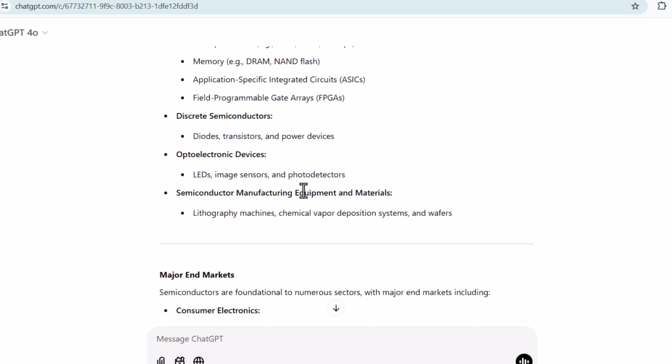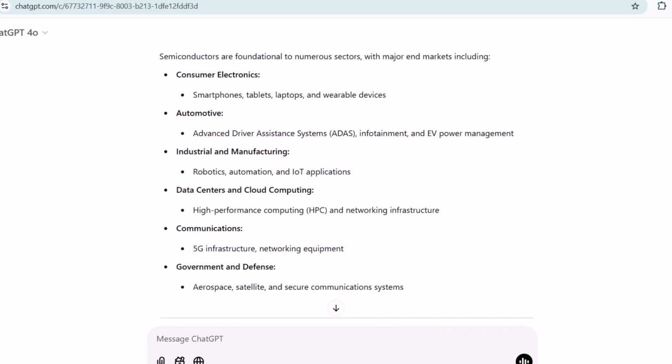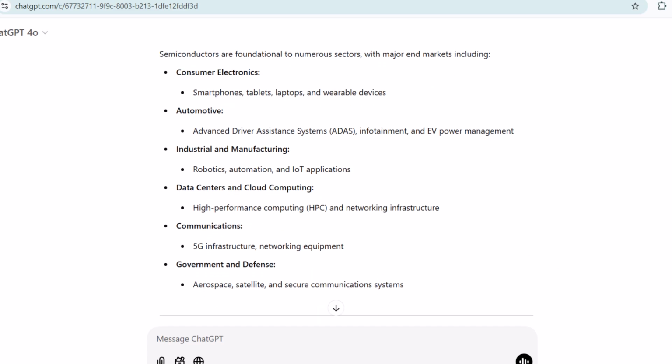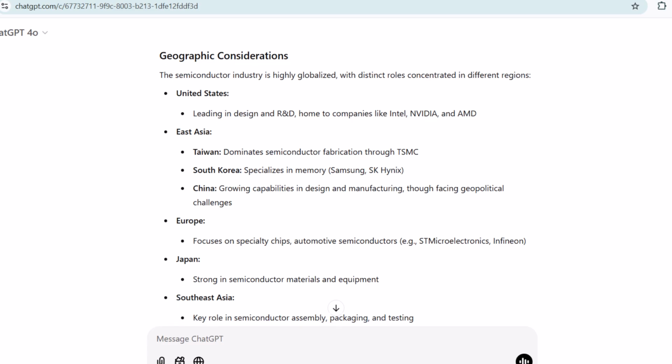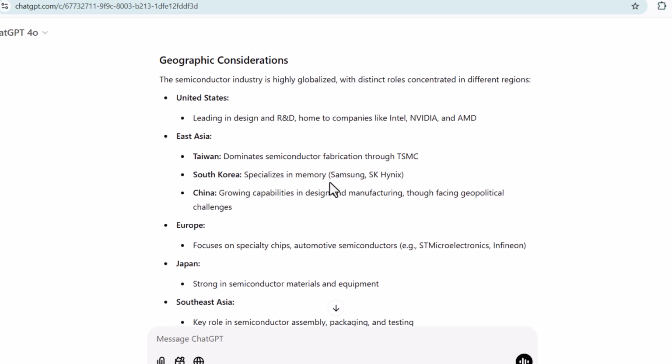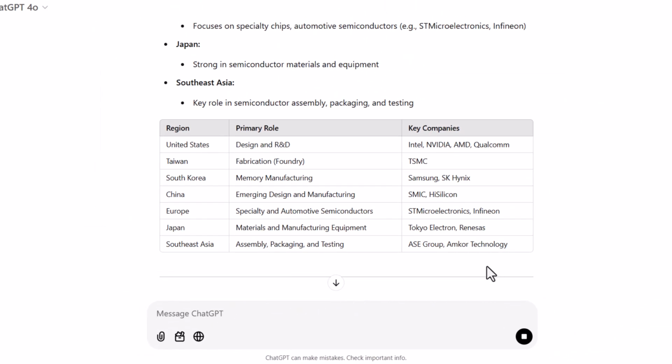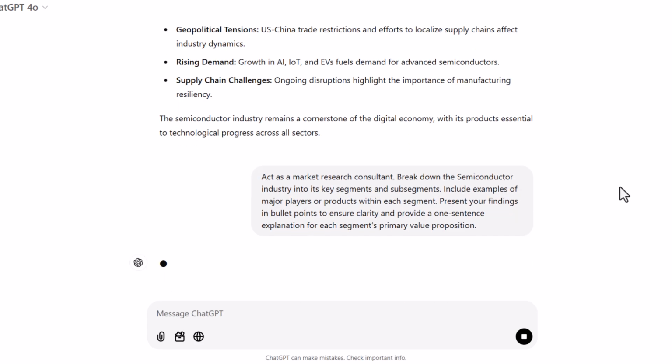optoelectronics, semiconductor manufacturing equipment and materials. Talks a little bit about the major end markets: consumer electronics, automotive, data centers, cloud computing. And then some of the geographic considerations like the US leadership in design and R&D and Asia's leadership in production and raw materials. Let's use this prompt to get a little more information about some of the segments and subsegments.